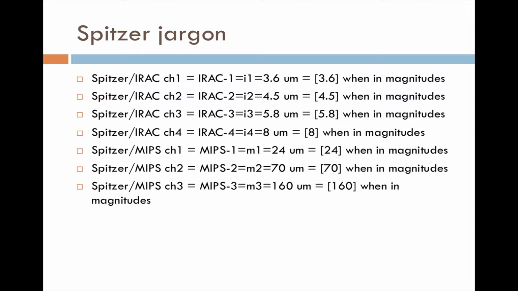So IRAC channel 1 is also IRAC 1 or I1 or 3.6 microns. Or if I'm talking about things in magnitudes, like in plots, color and color-magnitude diagrams, you use the brackets around the wavelength to denote the measurement at that wavelength as expressed in magnitudes. And so you have the same thing for IRAC 1, 2, 3, and 4, MIPS 1, 2, and 3.